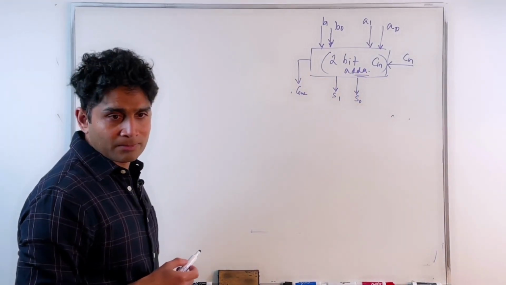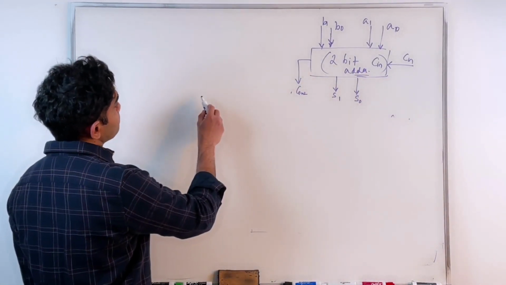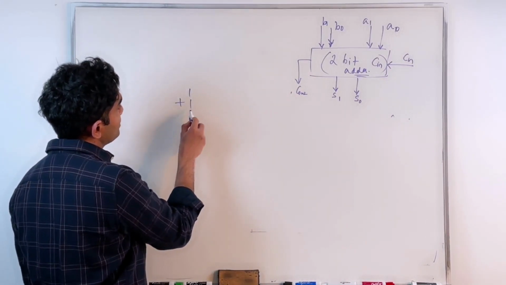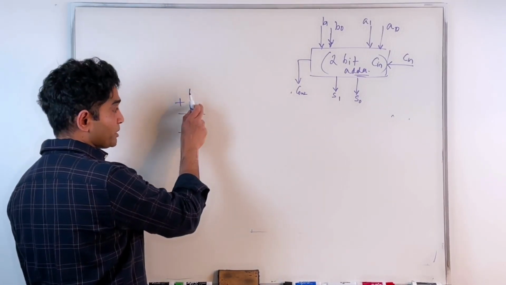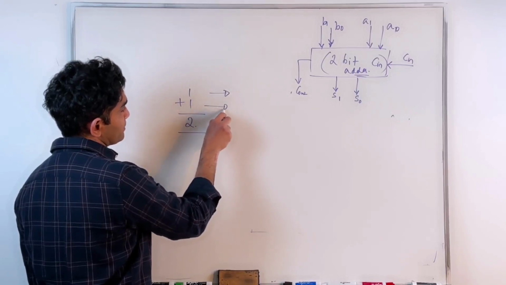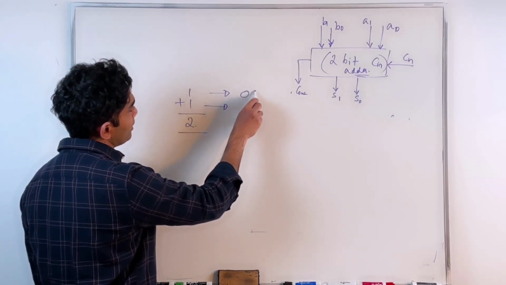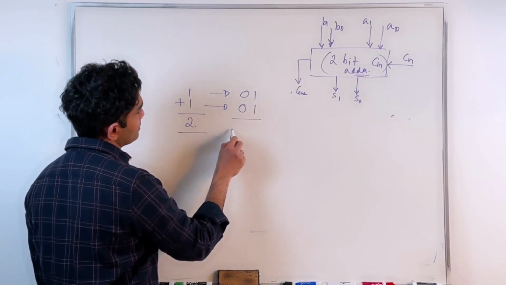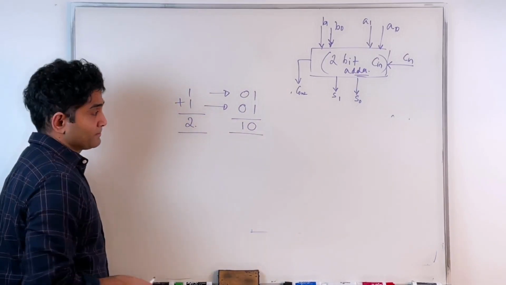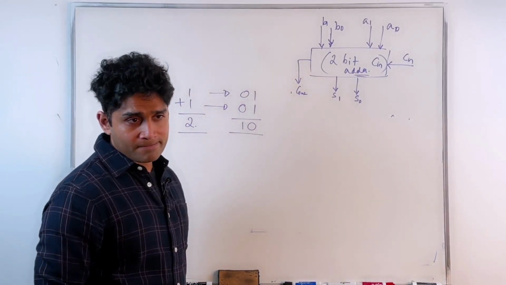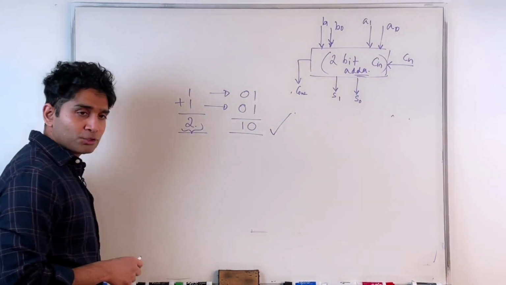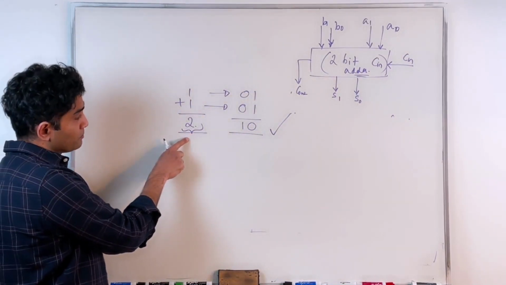Okay, so I will add them. Let's say 1 plus 1. In tertiary, I get 2. If I convert that to a binary code, that will be 0, 1 getting added to 0, 1, and that is 2. Is that in the right tertiary format? It's in the right tertiary format, right? That's giving me a number 2. Tertiary number 2, that's fine.